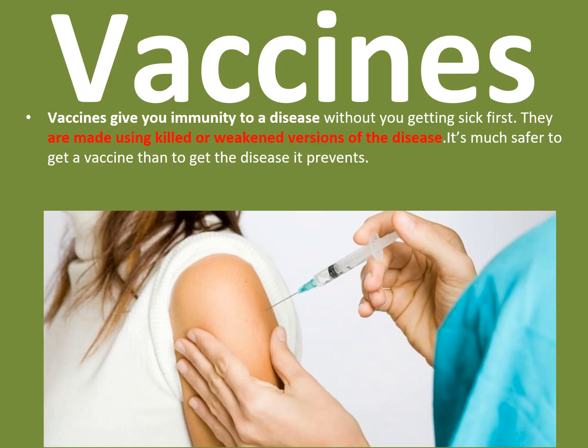Now, there's another way to get immunity without you having to go through getting sick first, without you having to acquire it, and that's through a vaccine. Vaccines give you immunity to the disease without you getting sick first. They're made using dead or weakened versions of the disease. It's a lot safer to get a vaccine than to get the disease that it prevents. So they take a dead strain or a weakened strain of the virus, and they inject it into your body.